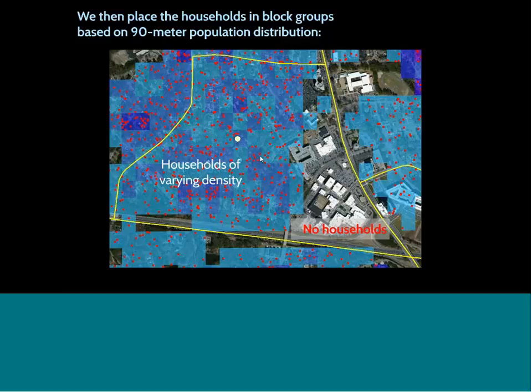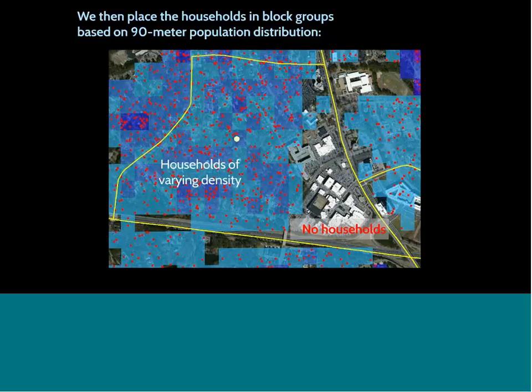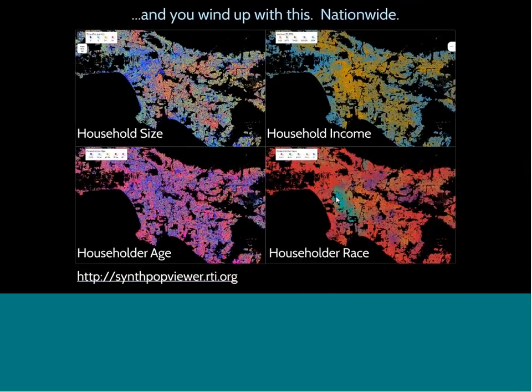Most of the time, none of this data is perfect, and so sometimes we have households in streets and in parking lots and things like that, but it's still better than a random location. So we do all that. We do it for every state, we do it for every county and block group in the U.S., and we wind up with something like this.